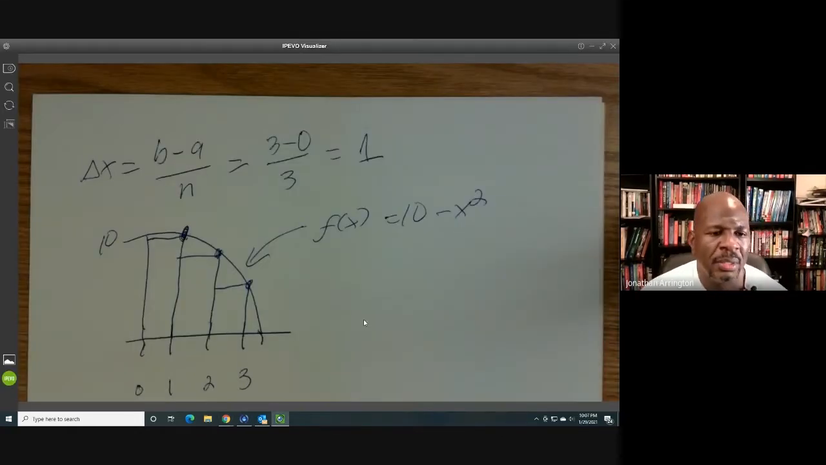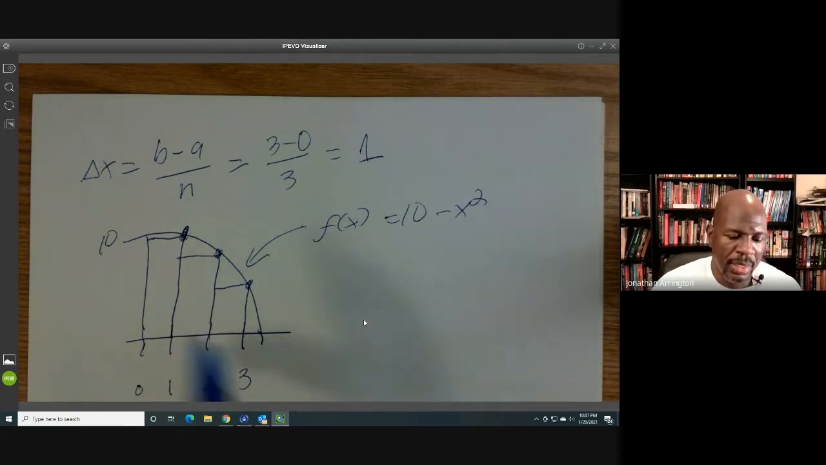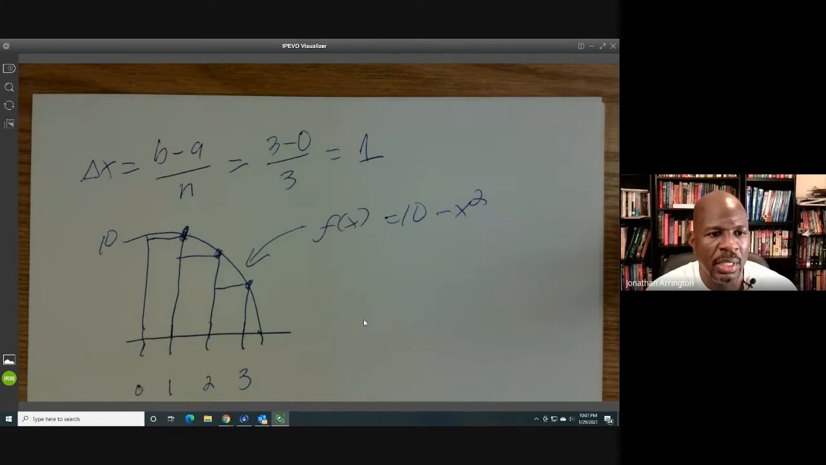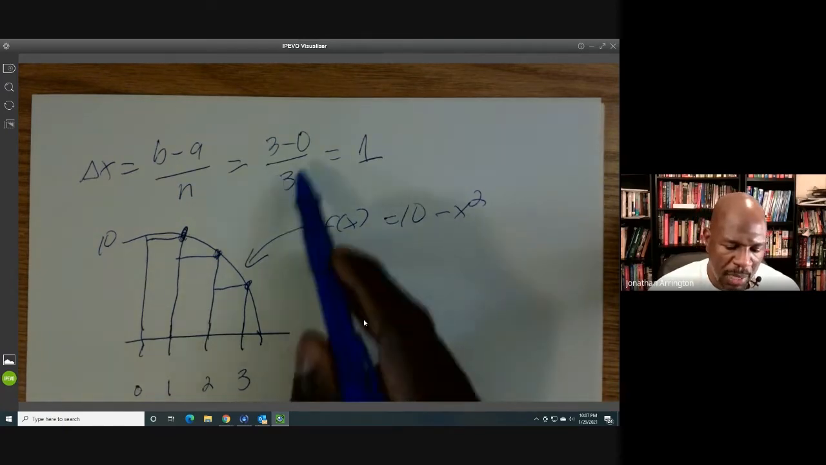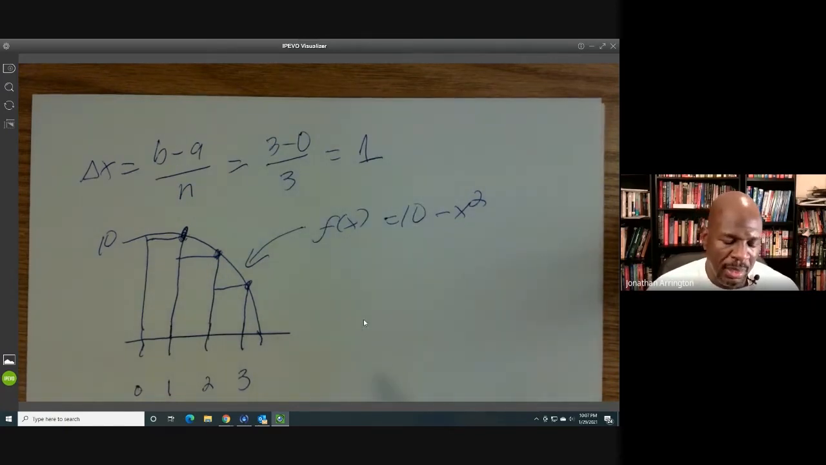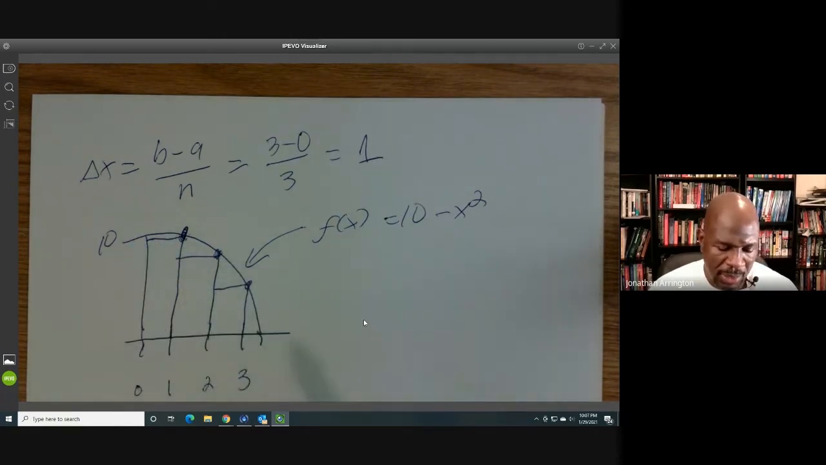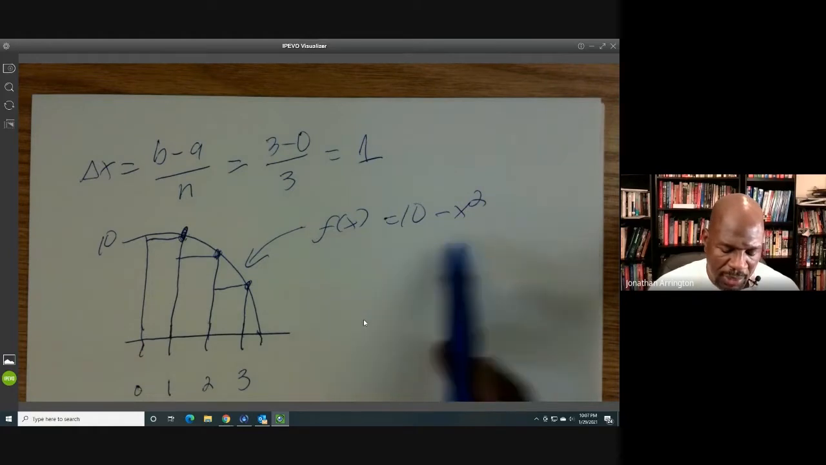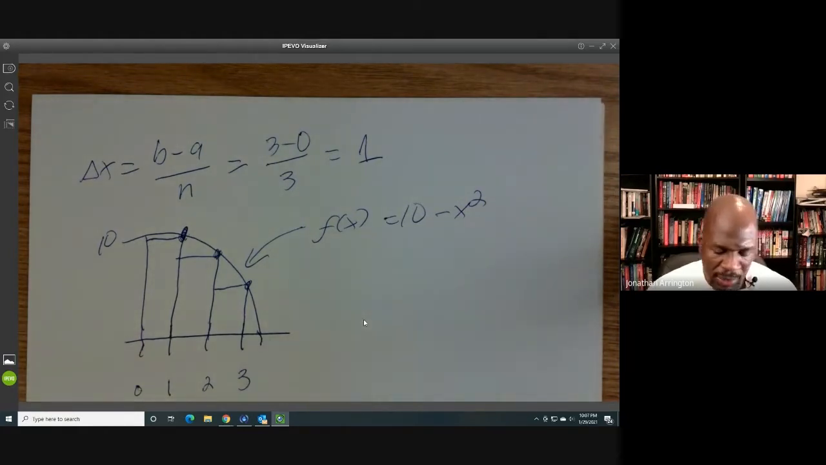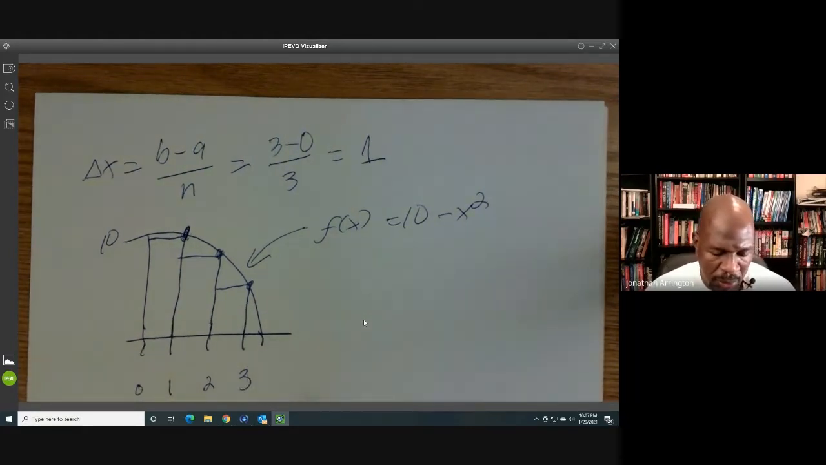All right, when we did the approximation with the Riemann sum, this is a sketch of what we looked at. We defined delta x as b minus a over n, and delta x is the width of each rectangle, or the length of each subinterval. In this case it was 3 minus 0 over 3, which is 1. Here's the graph of f of x, and you can see it hits the y-axis at 10, since f of x is 10 minus x squared, and it hits the x-axis at the square root of 10, which is just a little more than 3.